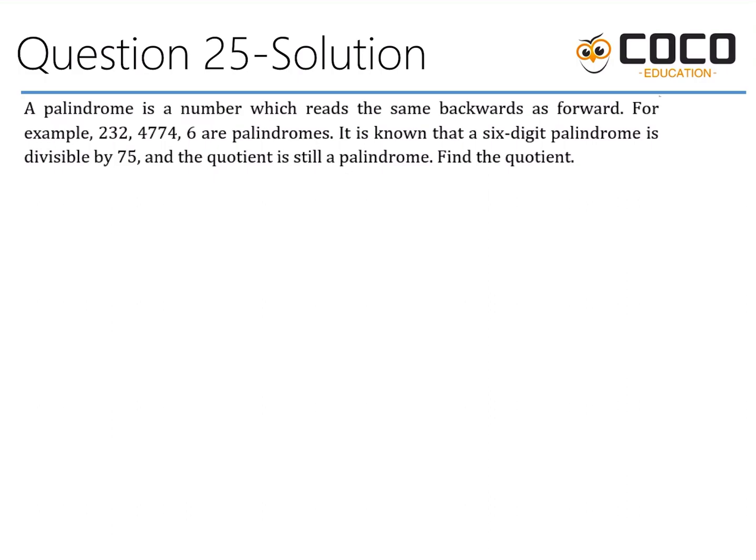Question 25. So we have a palindrome. This 6-digit palindrome is divisible by 75. 75 is 25 times 3. So for a number divisible by 25, the last 2 digits, you have 4 choices. It's either 00 or 25 or 50 or 75.